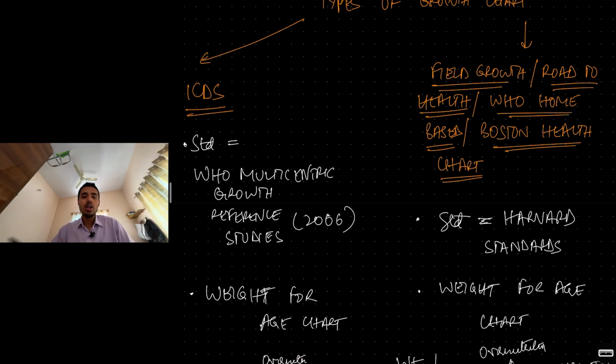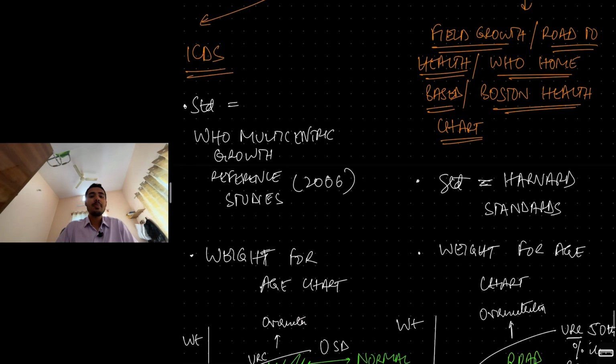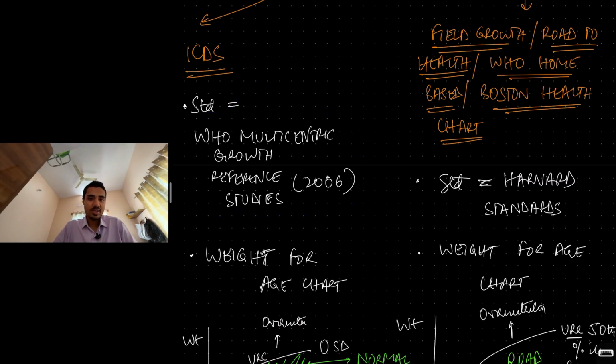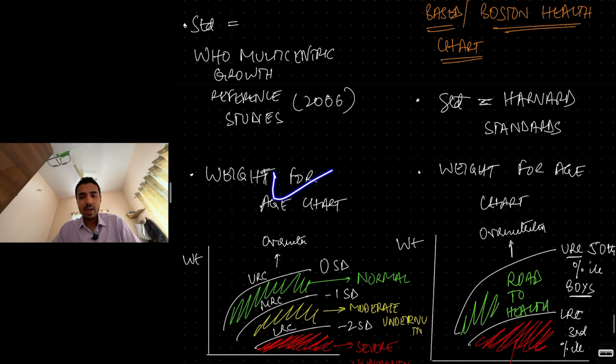Now, the standard for the ICDS growth chart. Basically, to make that chart, you need some data. That is based on multi-centric WHO growth reference studies, which were conducted in 2003 to 2006. That is for ICDS. Whereas the Boston Road to Health growth chart is based on Harvard standards, so it is American in nature. Whereas in the WHO multi-centric growth reference studies, multiple different countries were used to collect data. Both of them are weight for age charts.